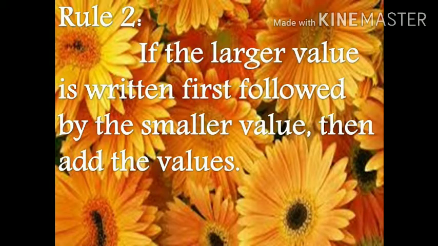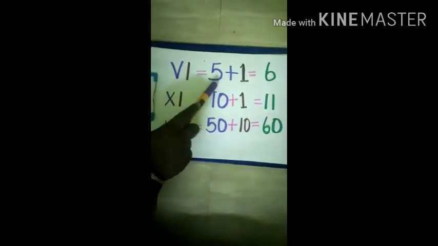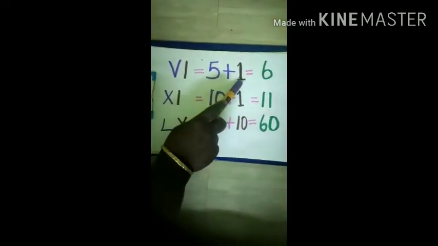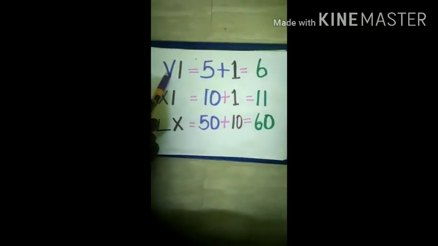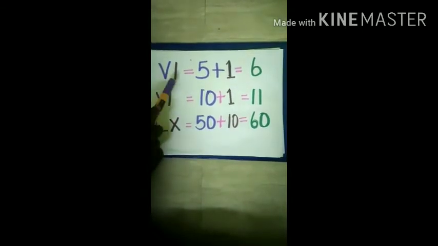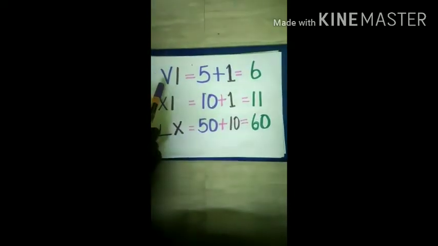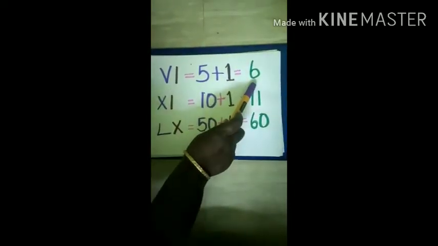Rule 2. If the larger value is written first, followed by the smaller value, then add the values. Now let us see a small video related to this rule. Now let us apply the rule. V stands for 5, I stands for 1. So V here is the larger number, that is 5 is larger. So whenever the larger number is written first, you have to add these 2 values. So 5 plus 1 is equal to 6. So VI is the Roman numeral for 6.